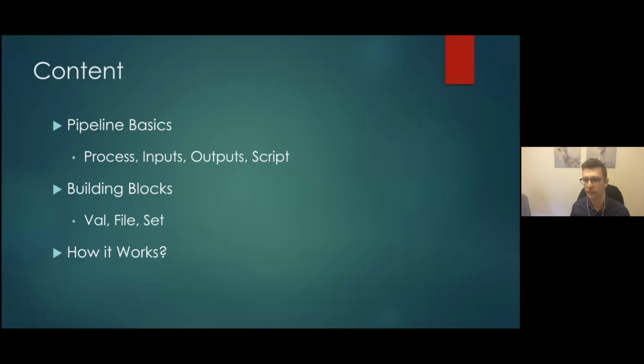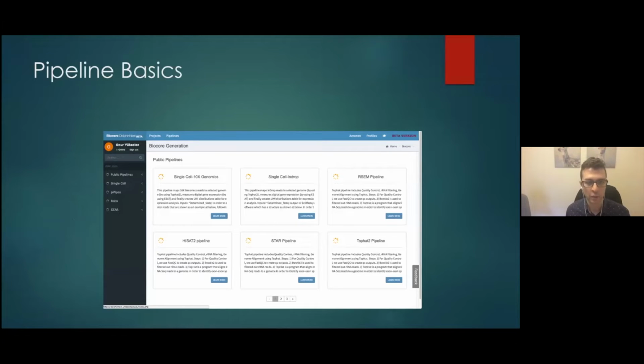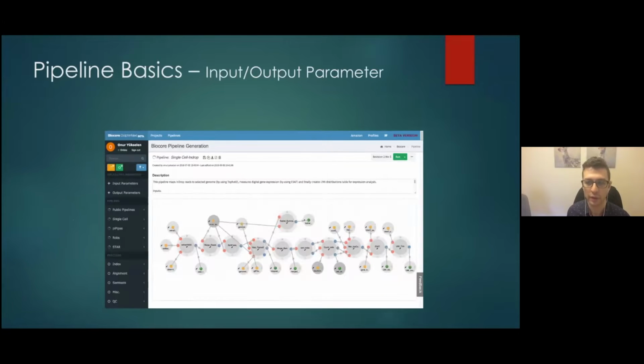I will show you 7 different examples, and hopefully you will understand how it really works. So this is our homepage. As you know, let's click one of the pipelines. As you can see, these bigger circles represent our processes, and there are 2 types of smaller circles.